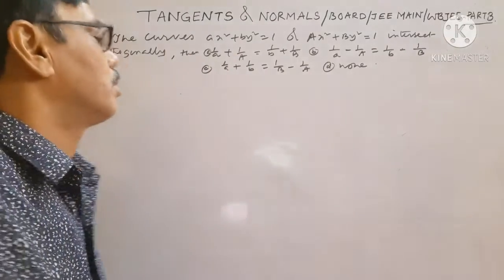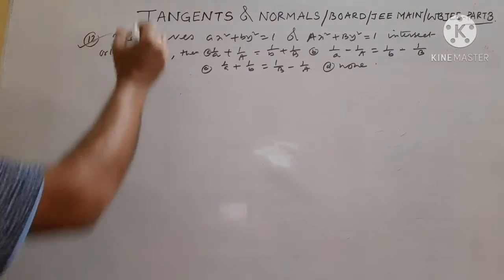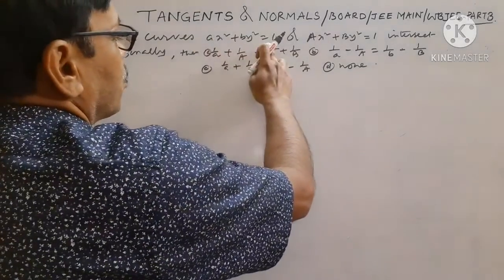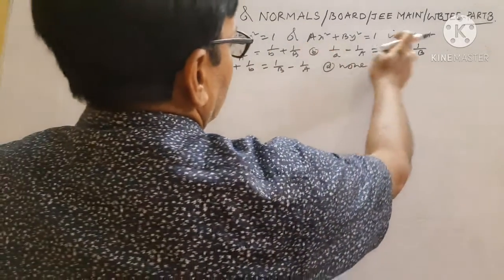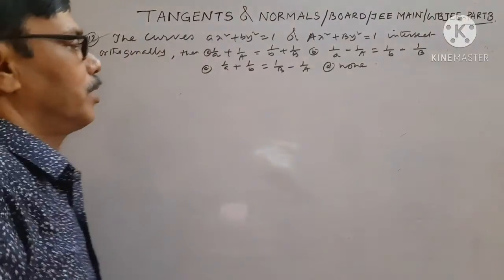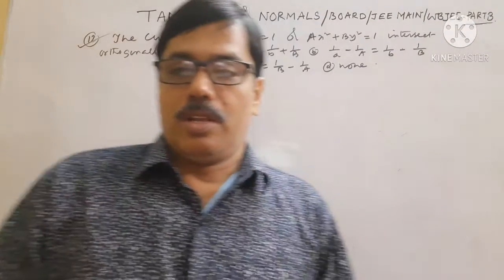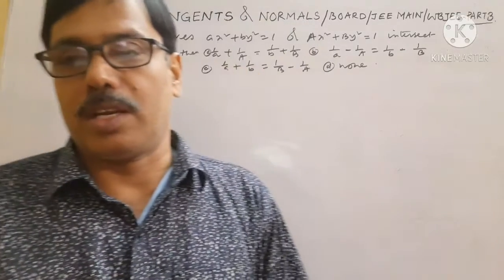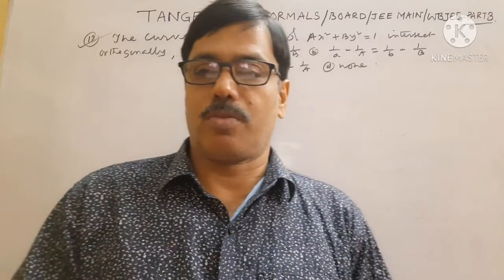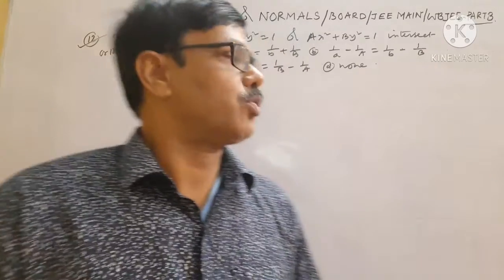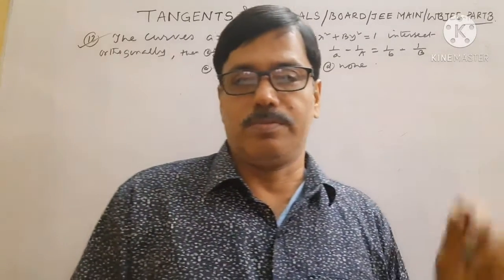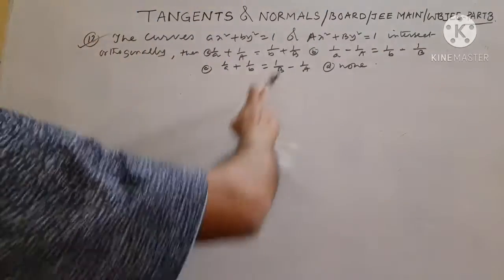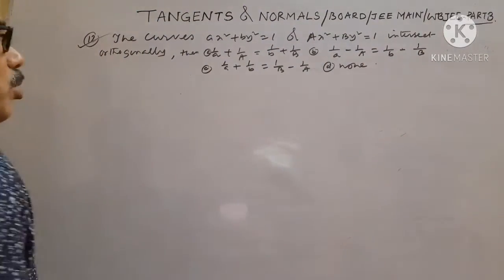Now consider problem number 12. The curves ax square plus by square equals 1 and this one intersect orthogonally. So two curves cut at right angle, that is orthogonally, when their product of slopes is minus 1. So this is our working tool.